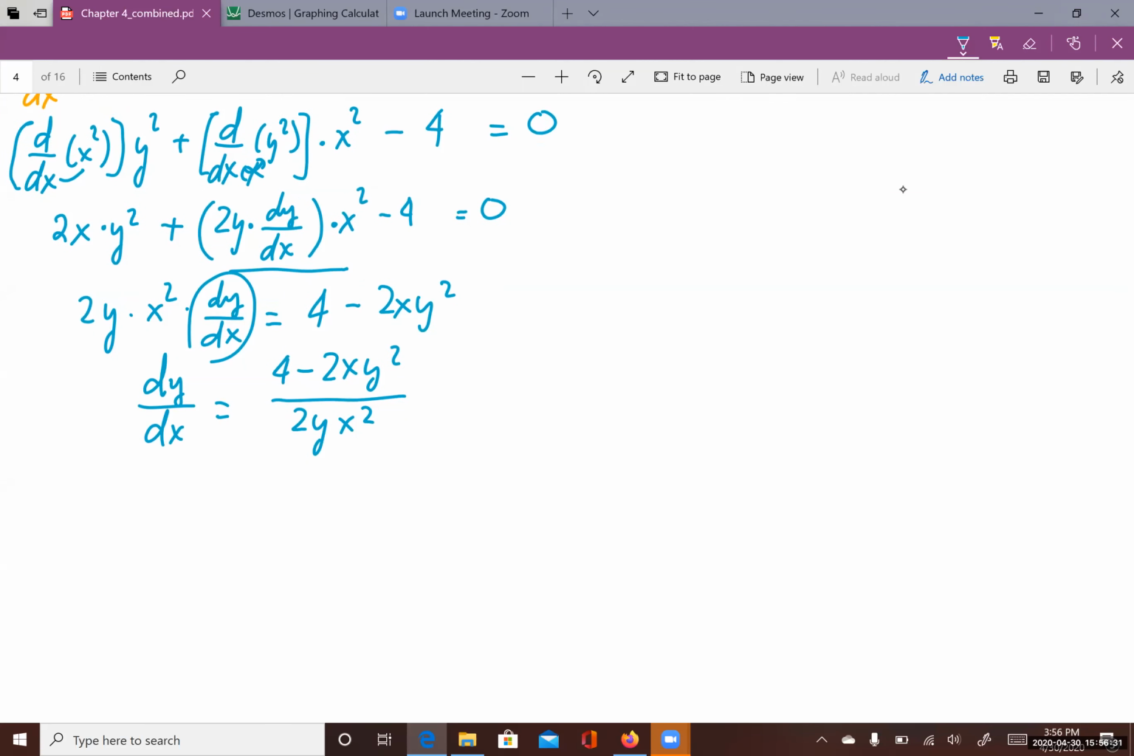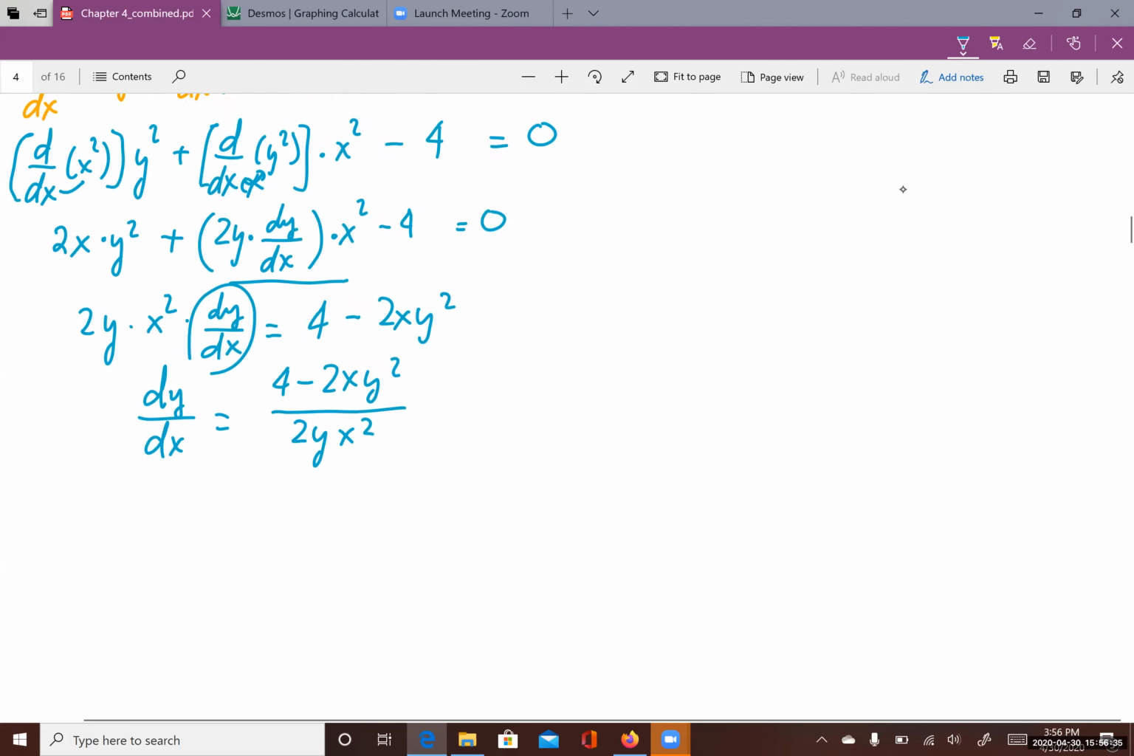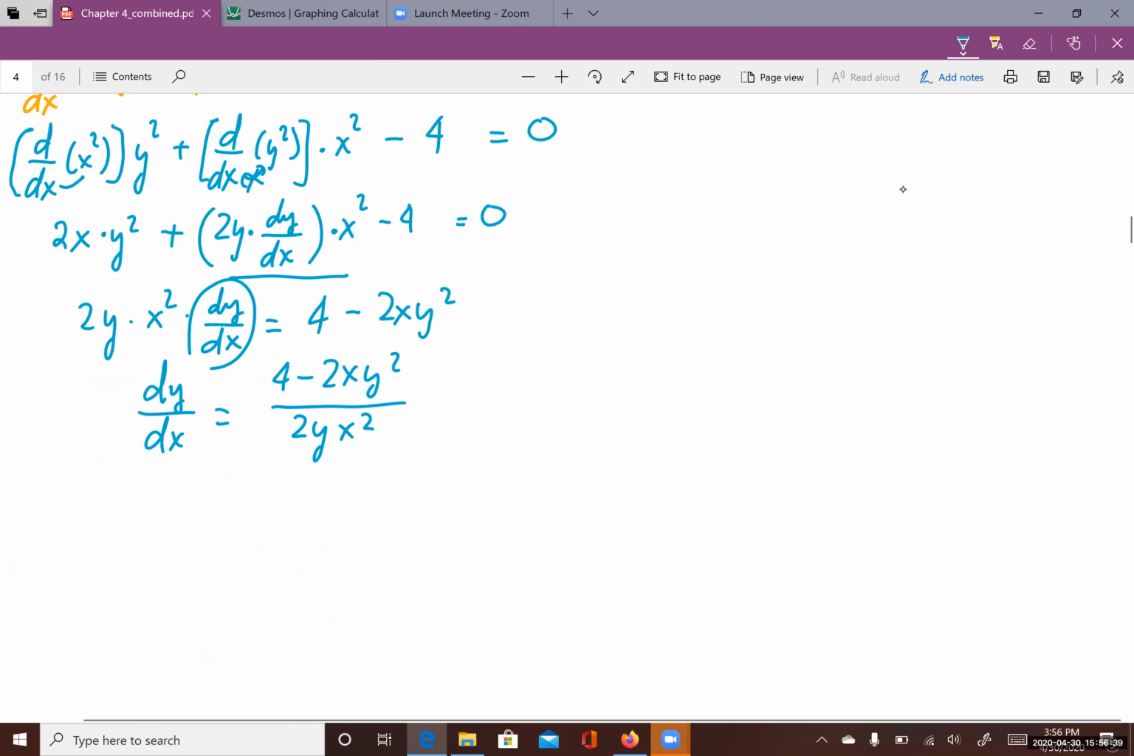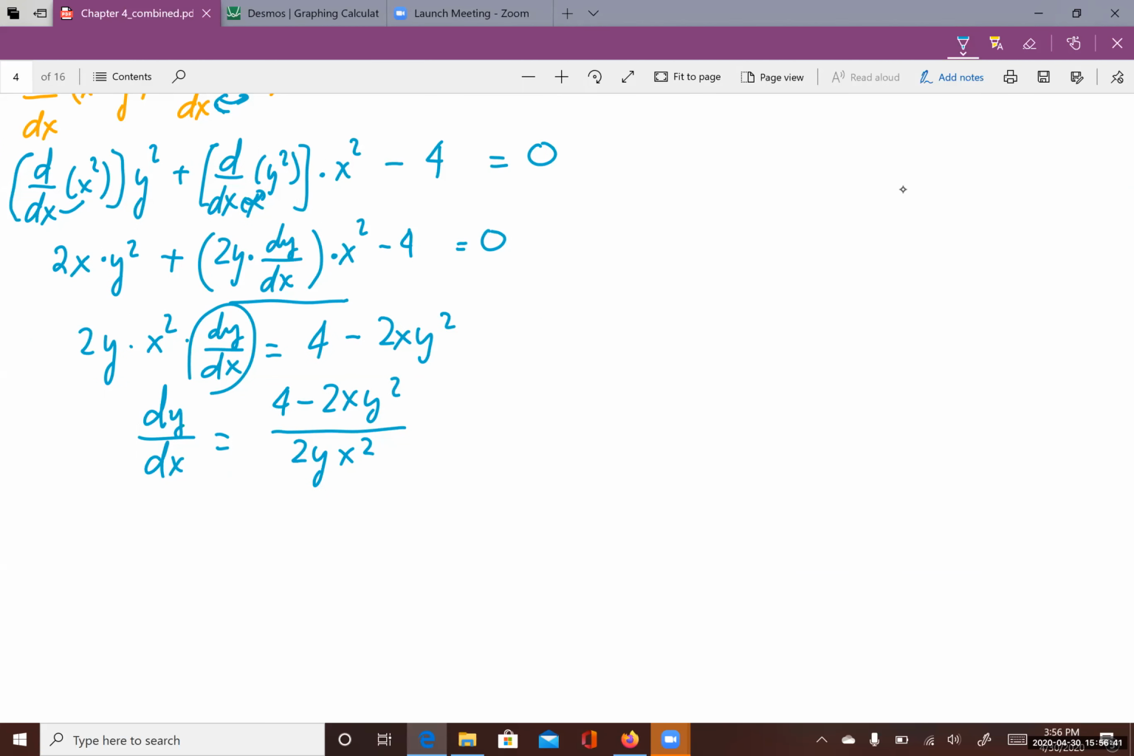All right, so I found dy/dx. Now the next thing is I need to find d squared y over dx squared. That means I just have to differentiate this one more time, right?